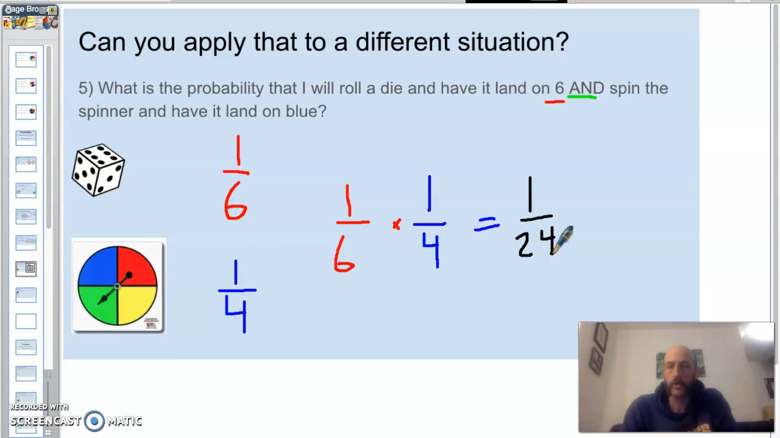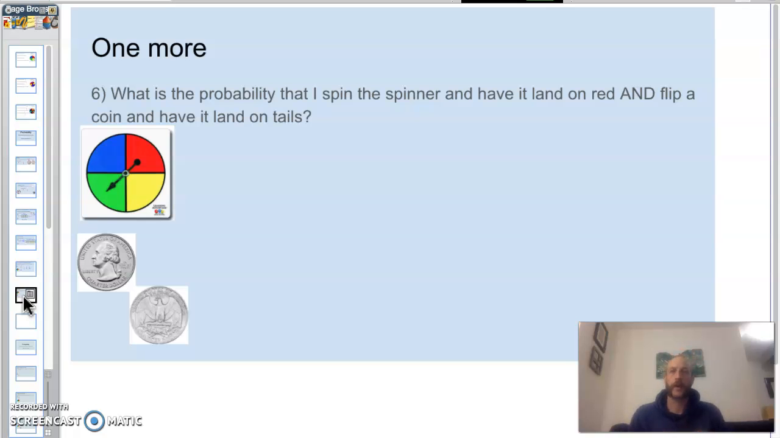You could certainly draw an area model or table, and you would get the same thing, right? There are 6 possibilities for a die and 4 for the spinner. 6 times 4 is 24. That means there are 24 different options, and only one of them would give you a 6 and a blue. Okay, let's try the last one. I want you to try this one on your own. Pause the video, try it on your own. When you're ready, press play, and we will talk about how to do this problem.